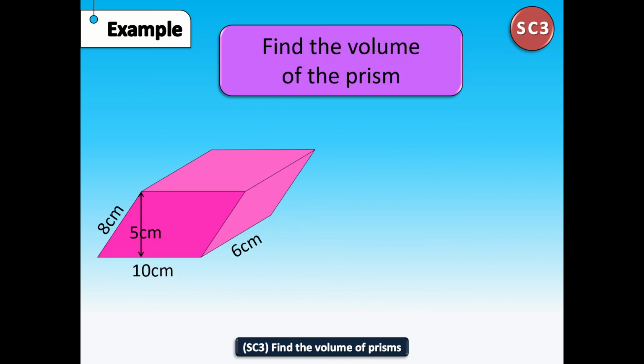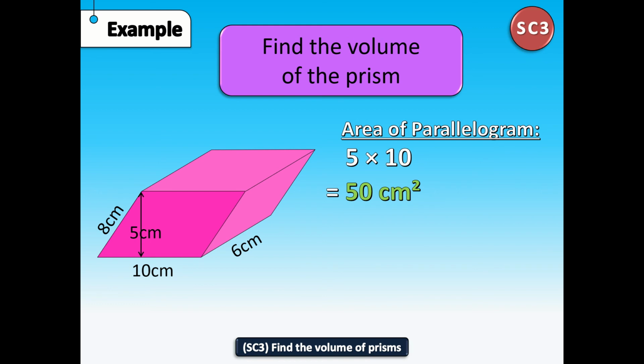To find the volume of this prism, we need to find the area of the parallelogram at the front, so we need to do the height times the base, so 5 times 10. So the area of the front face is 50 centimeters squared, and now we times that by how far that goes back to find the volume. So we do 50 times by 6, so that's 300 centimeters cubed.